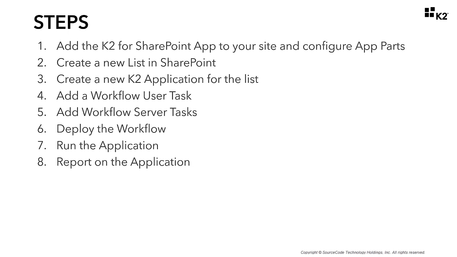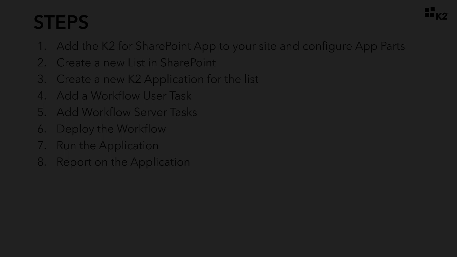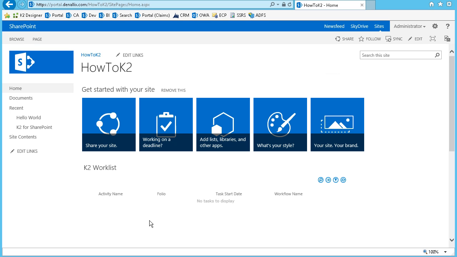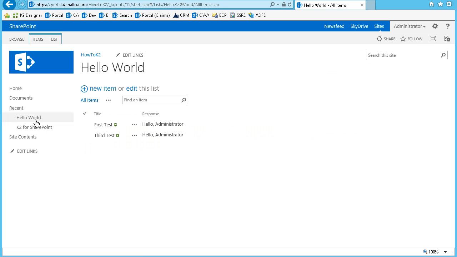In Step 8, we're going to report on the application by utilizing some of the reports that were generated back in Step 3 when we created the K2 application. To access the generated reports for a K2 application in SharePoint, go to the list where your K2 application was created originally. In our case, open up the Hello World list.